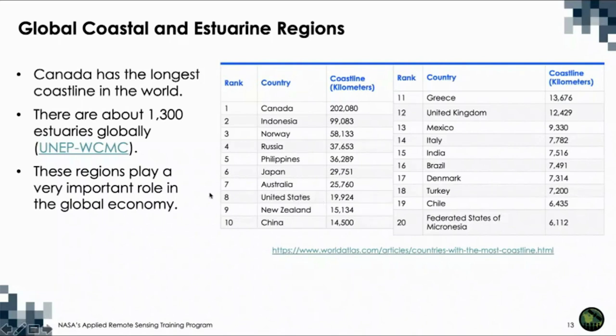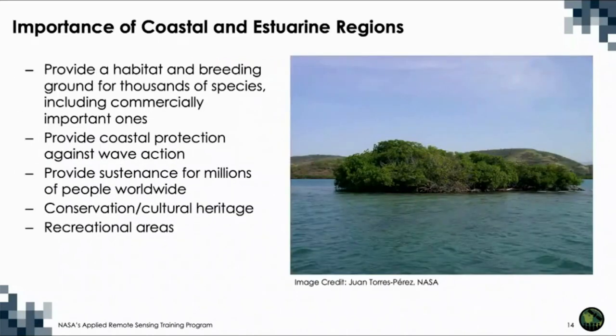There are about 1,300 estuaries globally, and these regions play a very important role in the global economy. They provide a habitat and breeding ground for thousands of species, including commercially important ones. That's why they are very important for the economy regionally as well as globally. They provide coastal protection against wave action and provide sustenance for millions of people worldwide. They're important for conservation and cultural heritage, and they are very popular as recreational areas.